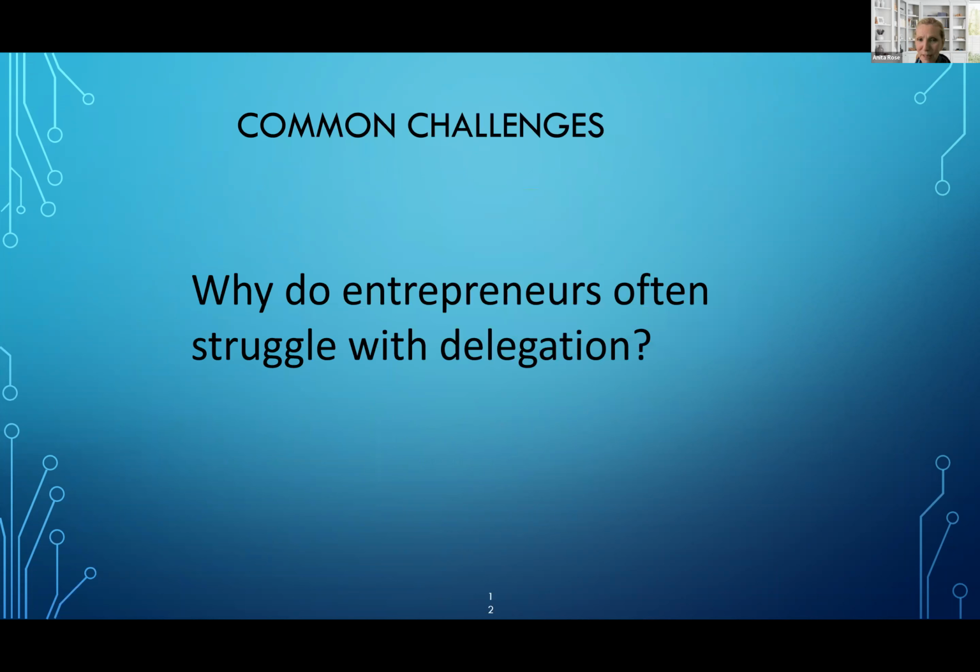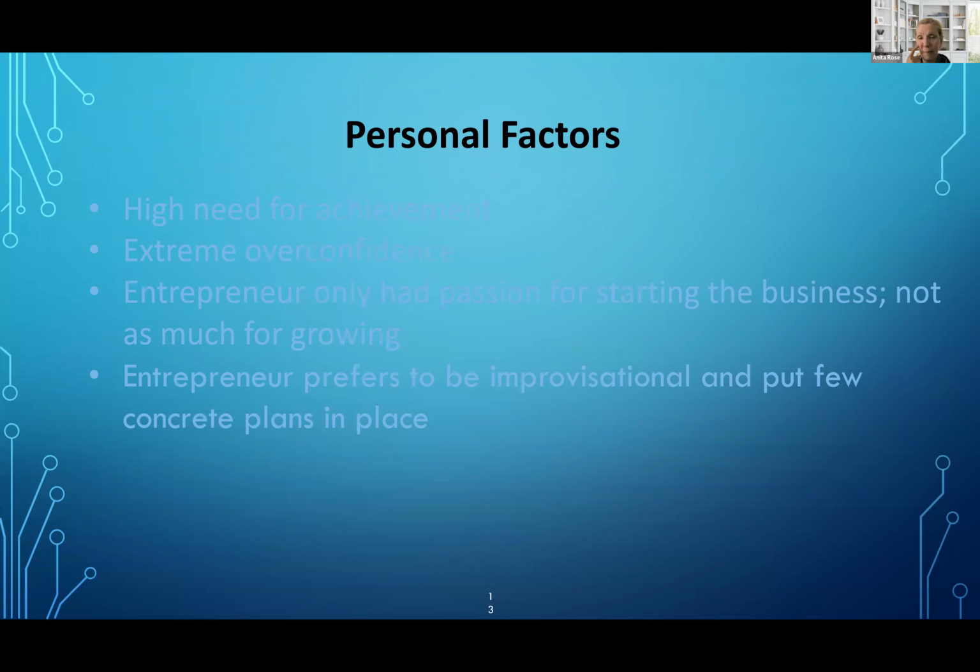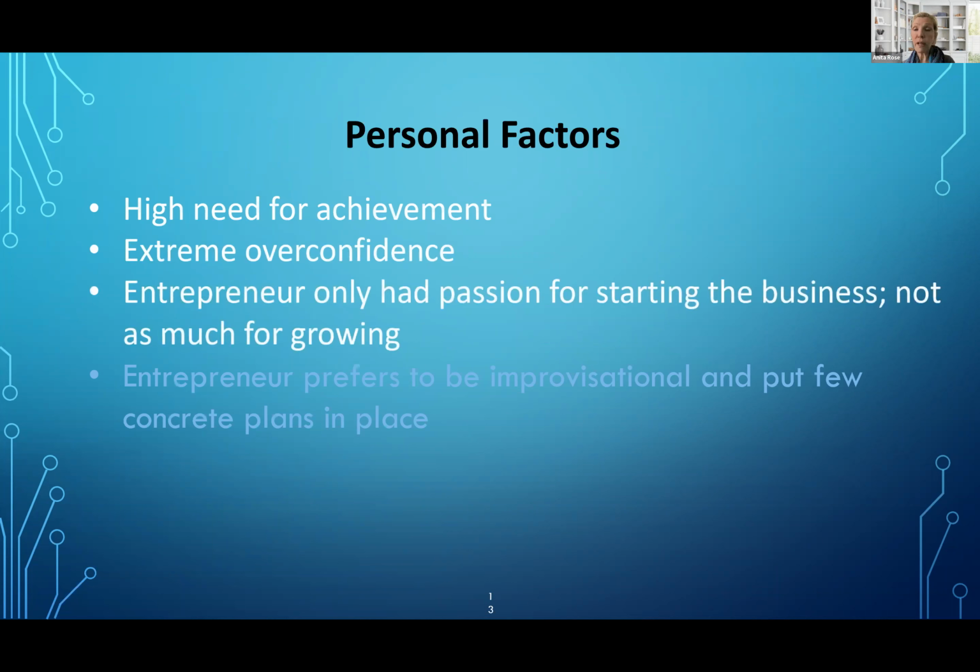Now, let's talk about some common challenges as it relates to entrepreneurs struggling with delegation, which we often see a lot of startup companies in that predicament. So personal factors can come into play. Perhaps the entrepreneur has a high need of achievement. They are very overconfident. They only have a passion for starting the business and not that much for growing it. Many companies, like mom and pop type operations, want to start the business and get it up and running, but they're not really interested in doing all that extra work to grow the company.